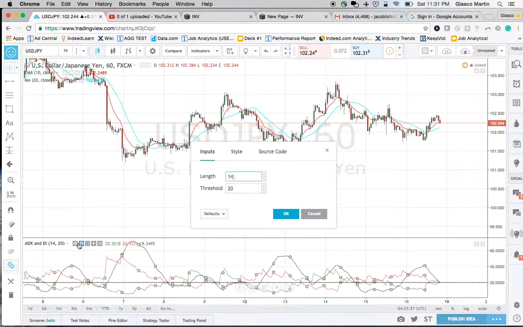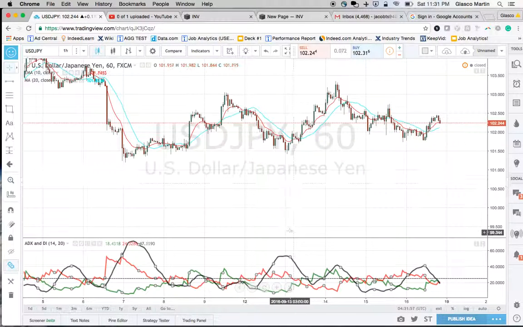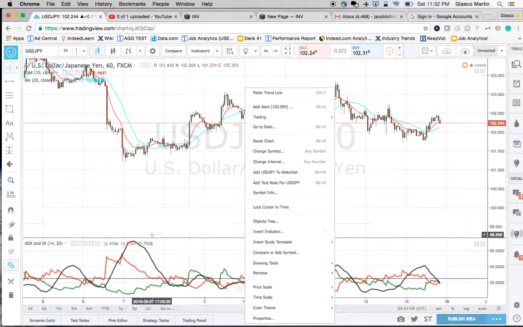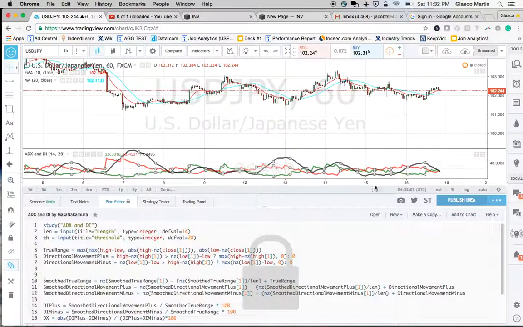Also, make sure the length and the threshold are at these levels. I don't remember if they're at this level or not. You can make the lines a little bit thicker so it's easier to see. I changed the level to 25, so just change that to 25. Then make sure everything else is good.